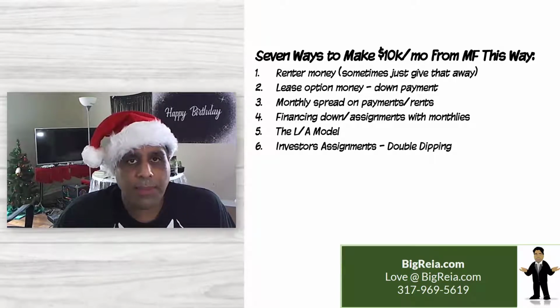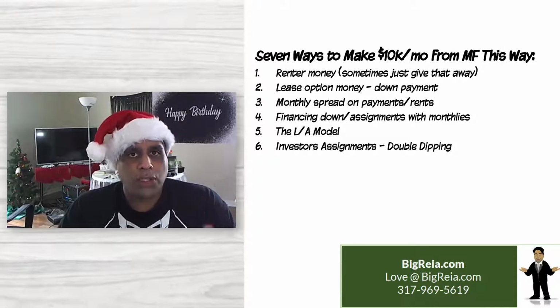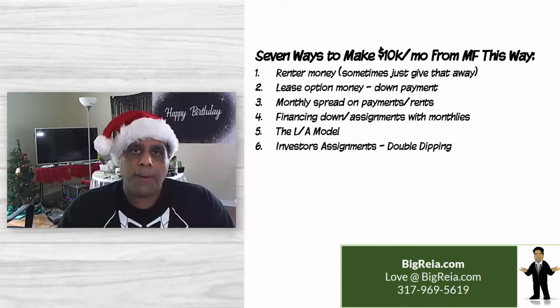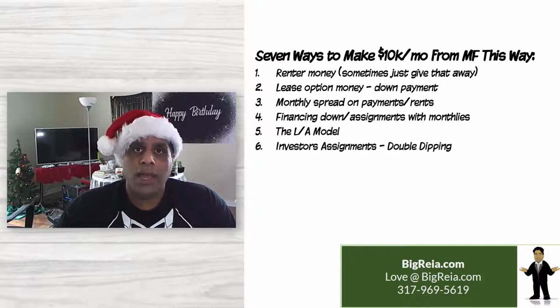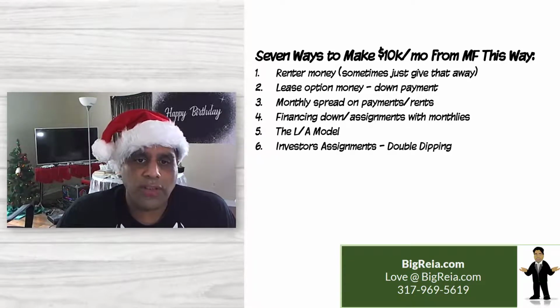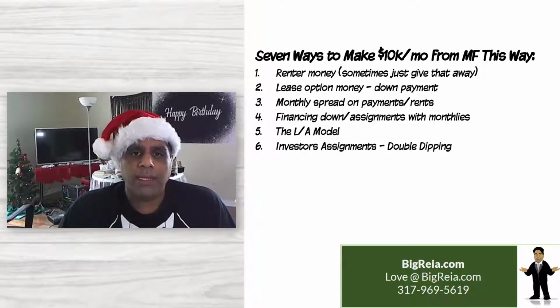Number 6, investor assignments, double dipping. Remember, we talked about there are 2 main ways to do this. 1 is that you assign a property. Once you get a lease option tenant, you assign that property to an investor. 2 is that you do packages of these deals and you move them to investors after you find a tenant or a buyer tenant that's in that property.